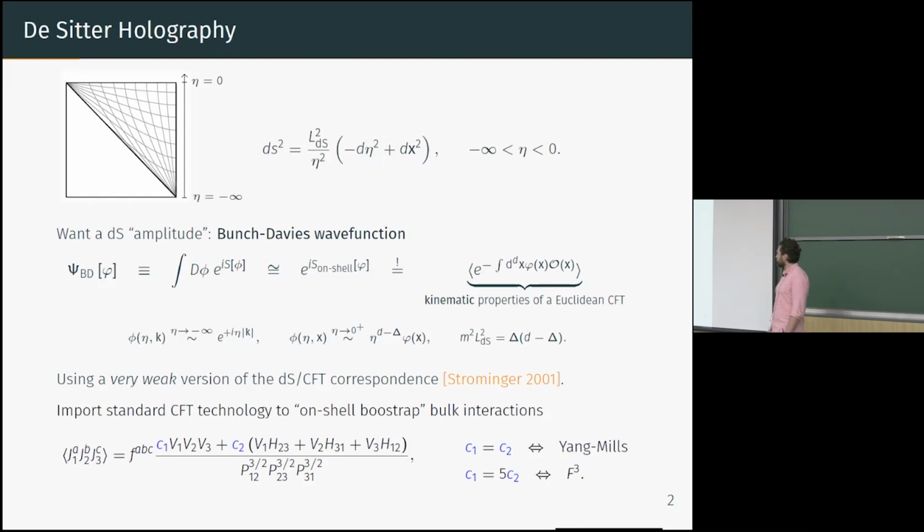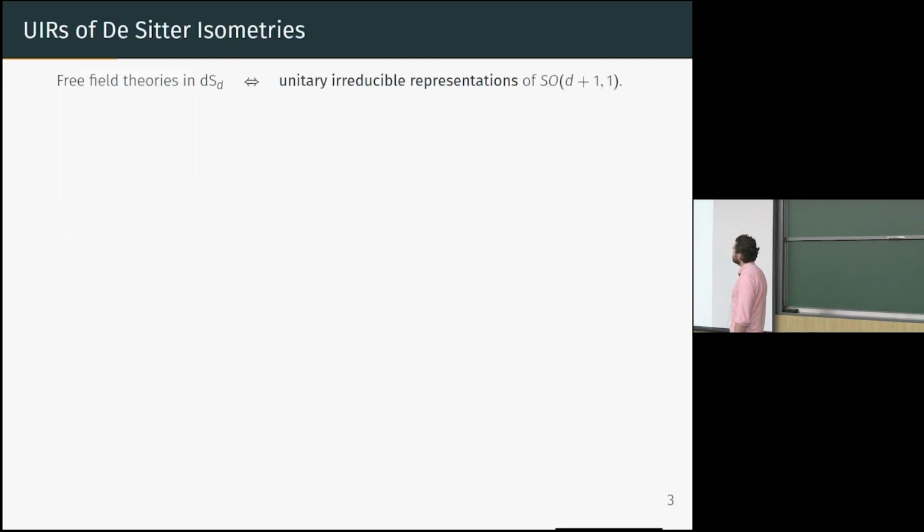For example, if we want to count how many 3-point interactions there are among gauge fields in de Sitter, this can be mapped onto some problem on the boundary of constructing conformally invariant correlation functions of conserved currents. And indeed, you find that there's two such structures. This is so-called embedding space notation. It's not really important that you know what it is. But the answer is that there's two such structures, and these map directly onto Yang-Mills and F cubed. The same sort of problems we deal with in flat space.